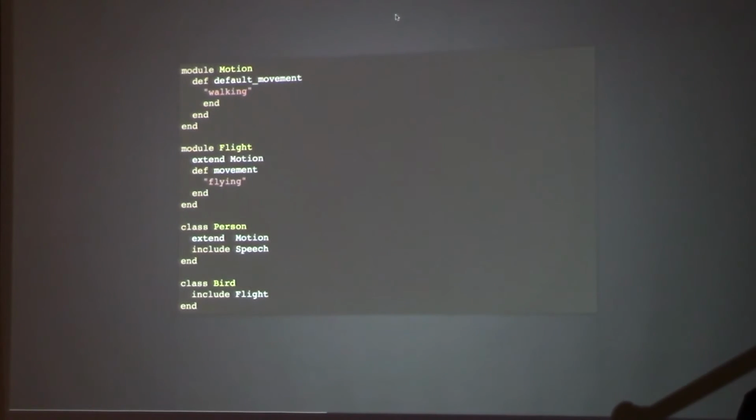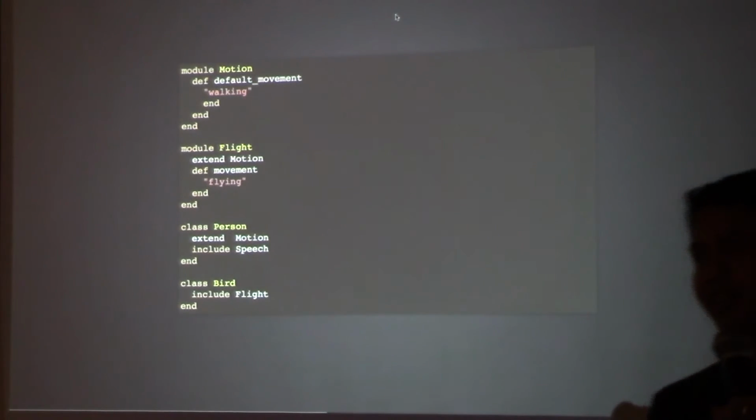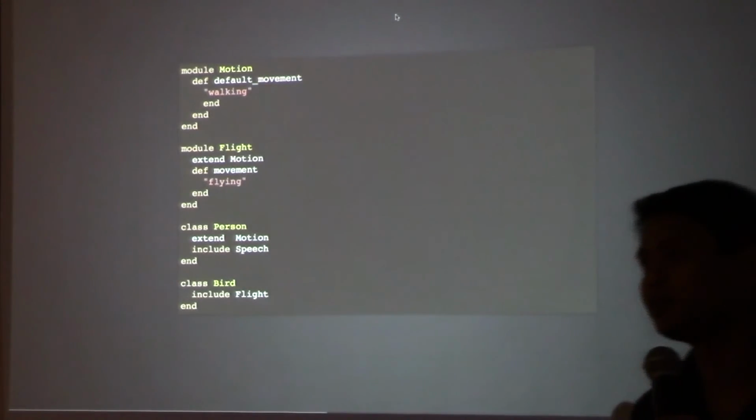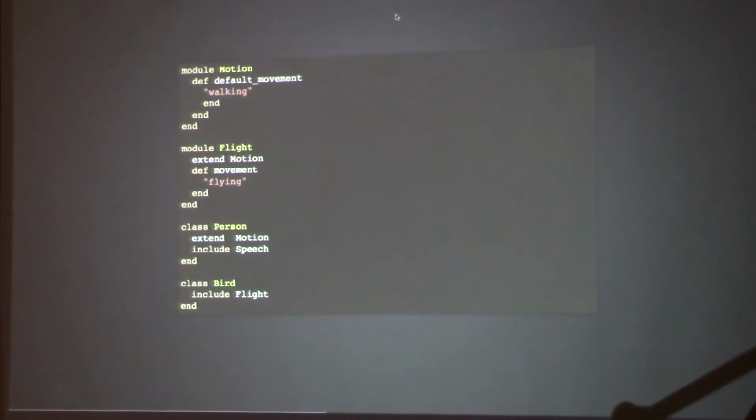Anyone else? So I wanted to accomplish two things with this talk. One is to demonstrate the difference between extend and include, and the other was to demonstrate how I might use specs to improve my own understanding and reasoning about code.